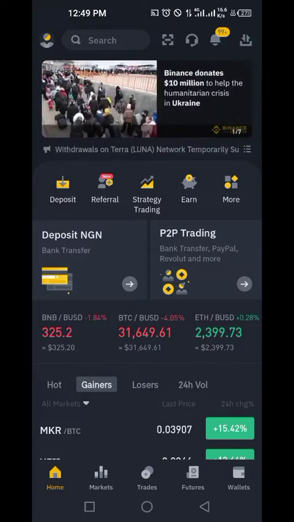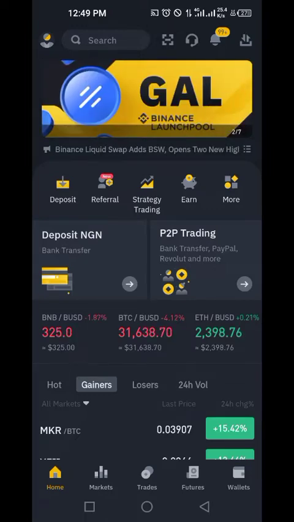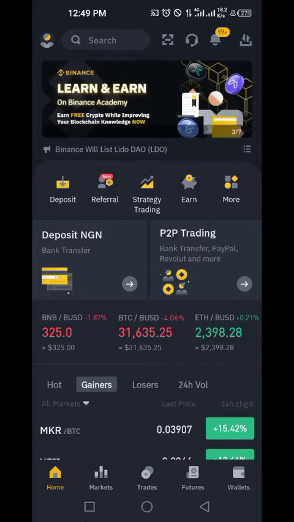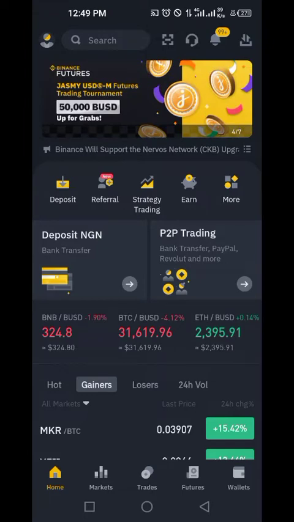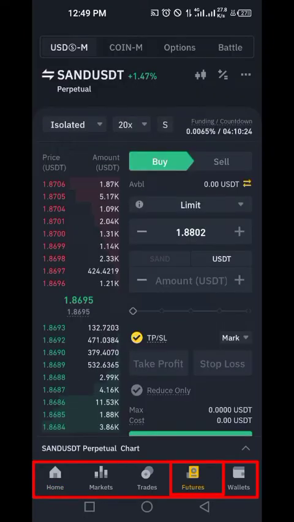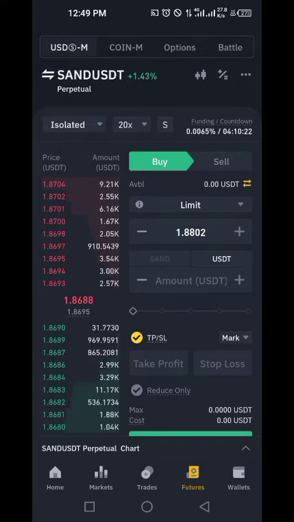So the first thing you would need to do is to register a Binance account. If you haven't done so, just make sure you check the description of the video and register a Binance account. So after registering, you will find this interface. Now you move to futures. So this is futures. When you get to the futures, you will find so many things.